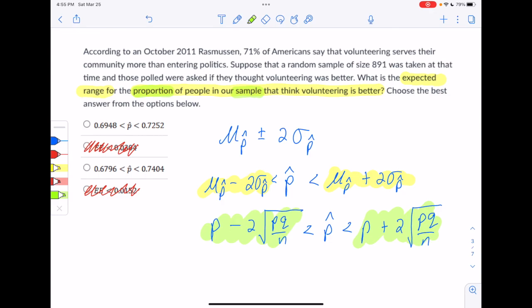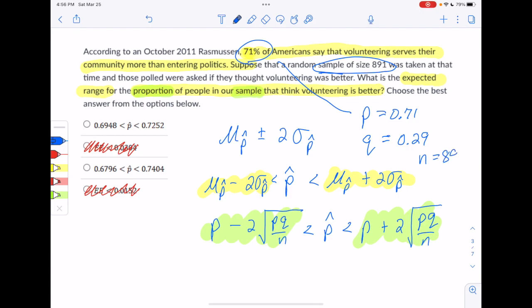I will help you out a little bit with getting started. They tell us 71% of Americans, let's highlight that. So 71% of Americans say that volunteering serves their community better than entering politics. So that 71% is the proportion of successes in the population. So from that, we know that p is equal to 0.71. Always make sure you're converting your value of p from percentage to decimal form before you do any work with that. For q, we do 1 minus p, so 1 minus 0.71 would be 0.29. And then the last thing that we need in the formulas is n, which is our sample size. It says they took a sample of size 891, so n is equal to 891.